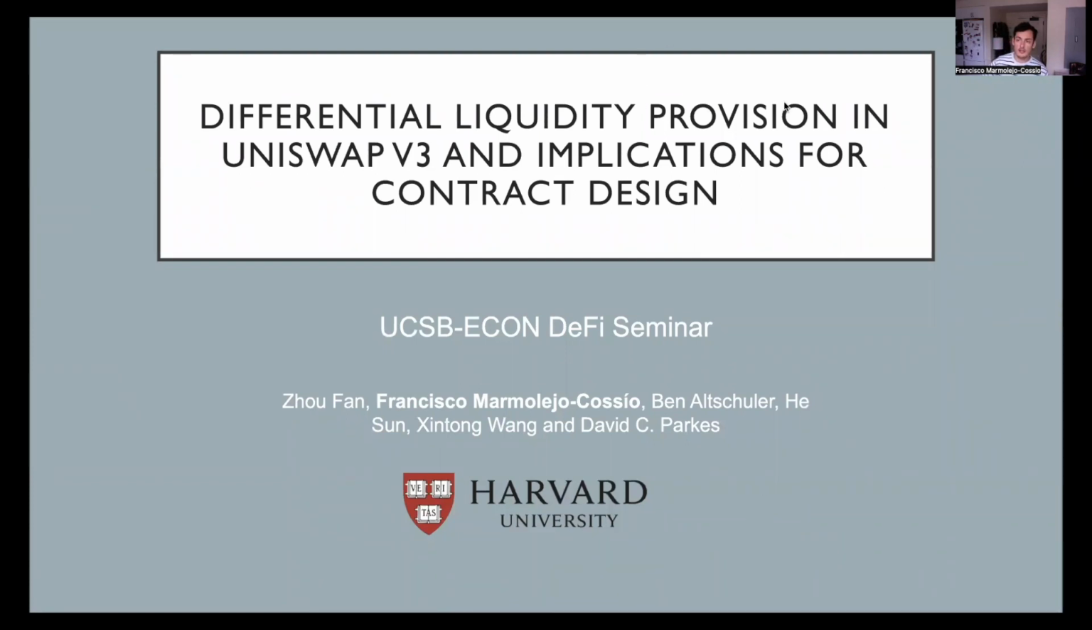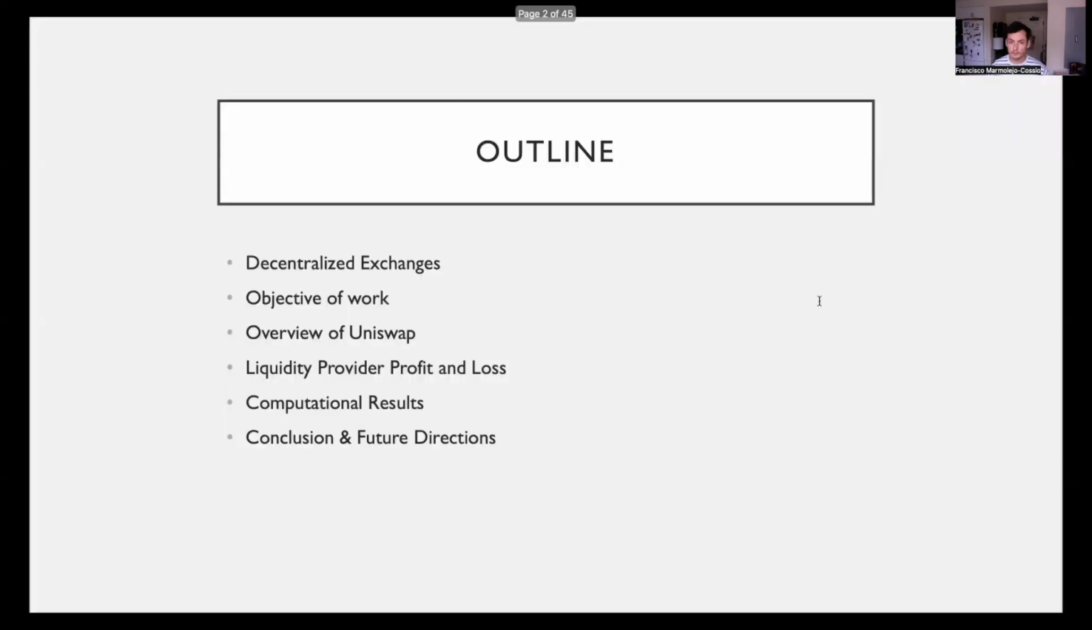For this talk, I'll be talking about some recent work with colleagues here at Harvard University. I'll list it here in the initial slide, but this work is on differential liquidity provision in Uniswap v3 and on implications for contract design, for v3 contract design.